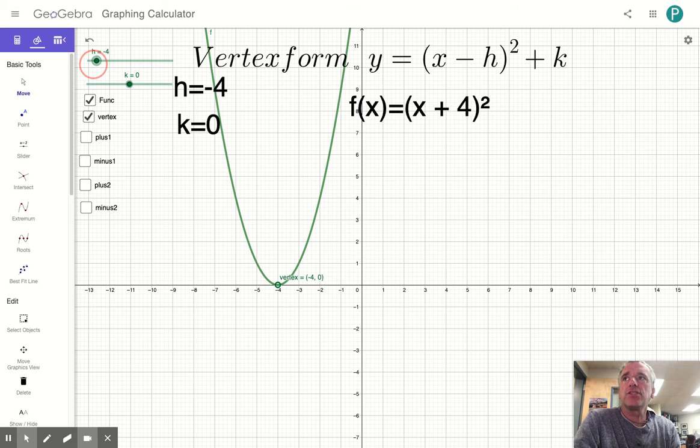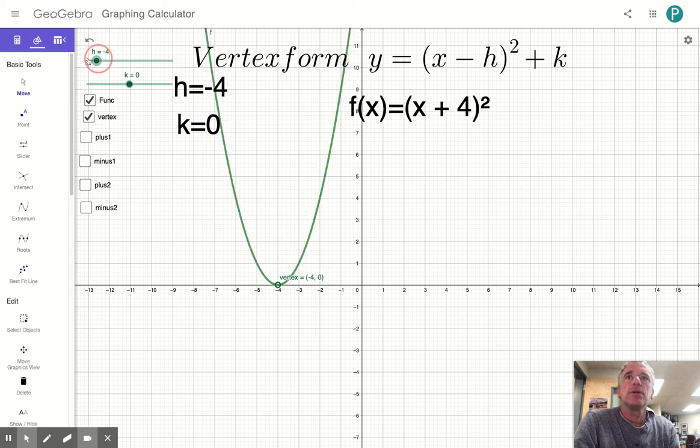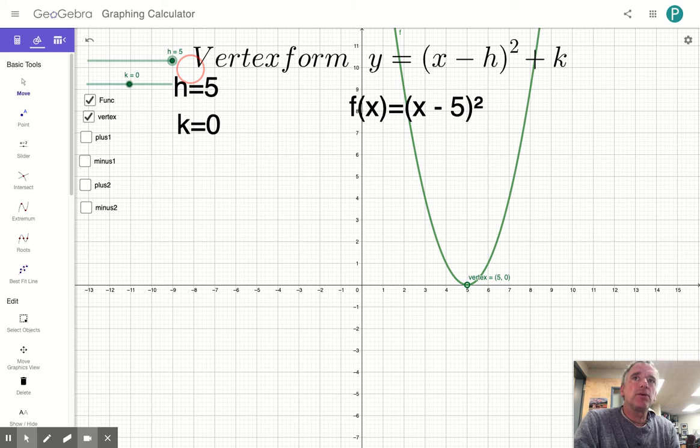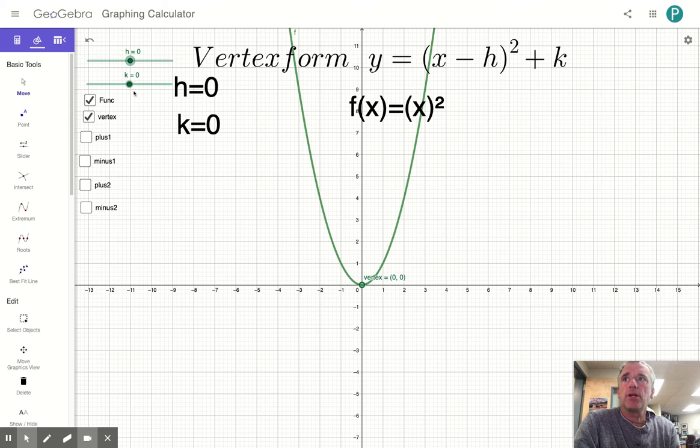Because as H gets smaller, as it decreases, the x coordinate of the vertex gets smaller, and inside the equation it becomes the opposite of what you think. So as x gets bigger, inside the equation it's negative. As it gets smaller, it's positive, just like in point slope.